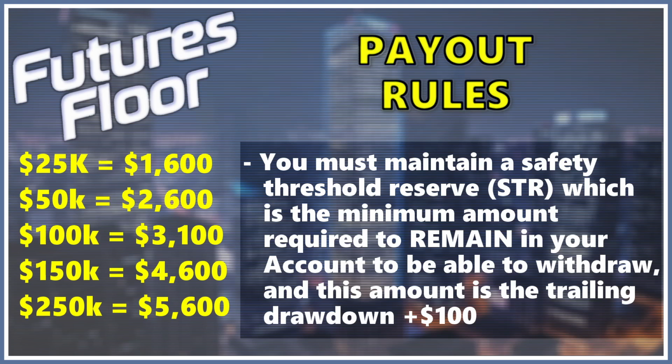In order to request a payment, your balance must remain over this safety reserve threshold, this STR. So your balance still must remain over $52,600. So if you want to take out the minimum payment, you've got to get to $53,600 because the minimum payment is $1,000. And if you want to take out the maximum payment for your first 3 payouts, which was $1,500 on the 50K account, you need to get to $54,100.